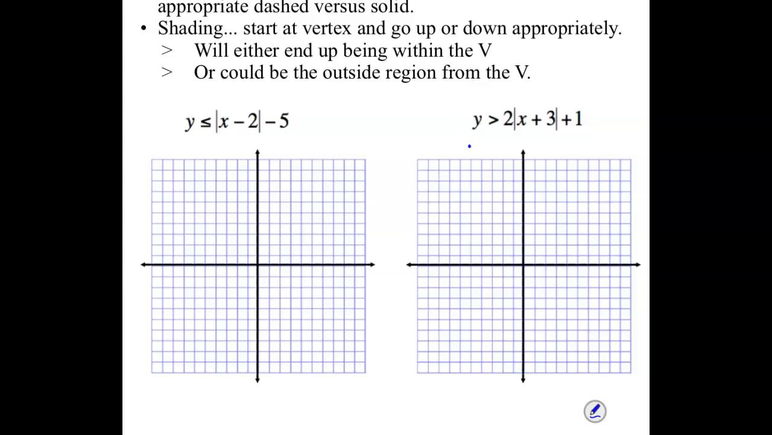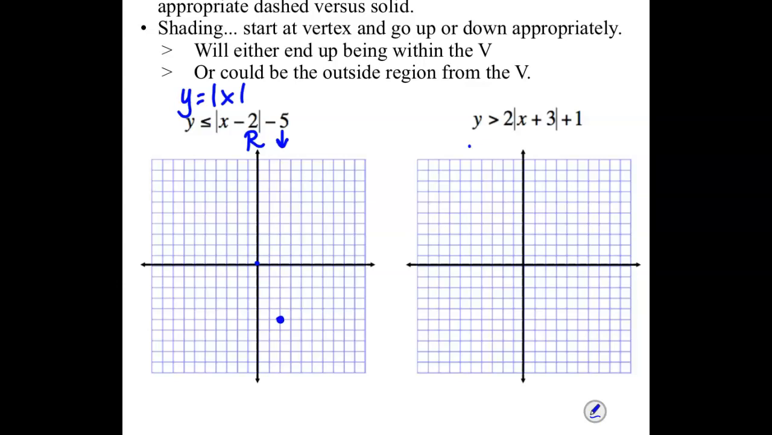So let's look at our first one. If our parent function again is that absolute value of x, we've transformed this. We have moved to the right 2 and we have moved down 5. So instead of our vertex being right at the origin here, we're going to shift it to the right 2 and down 5. And that's our new vertex.